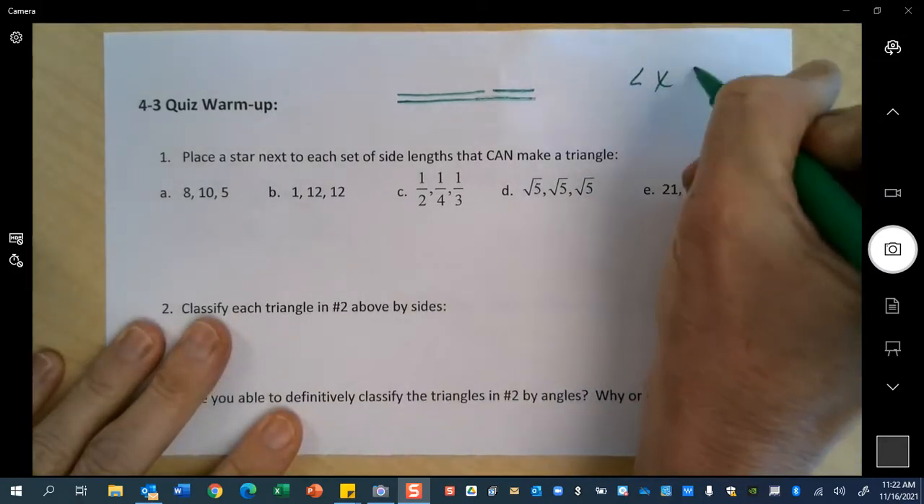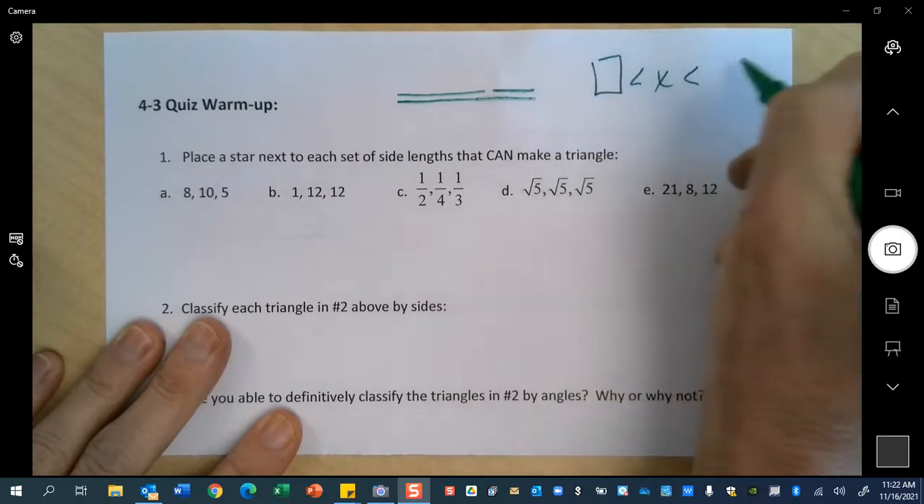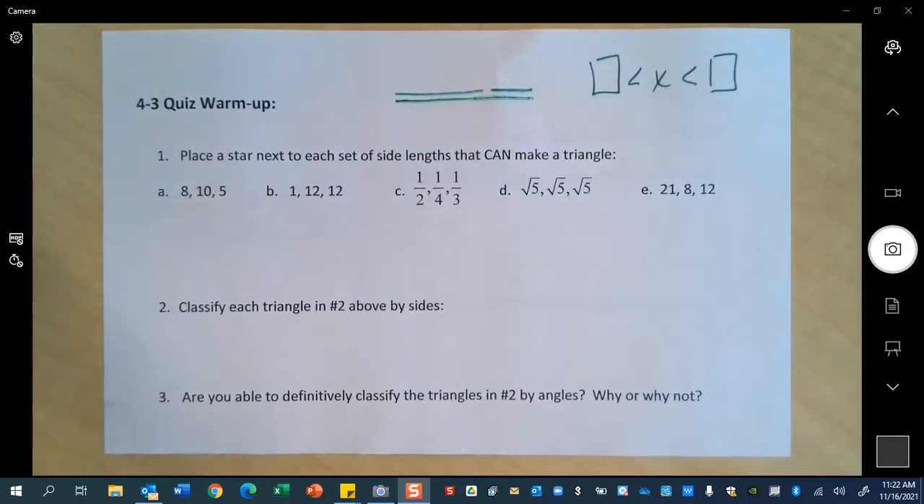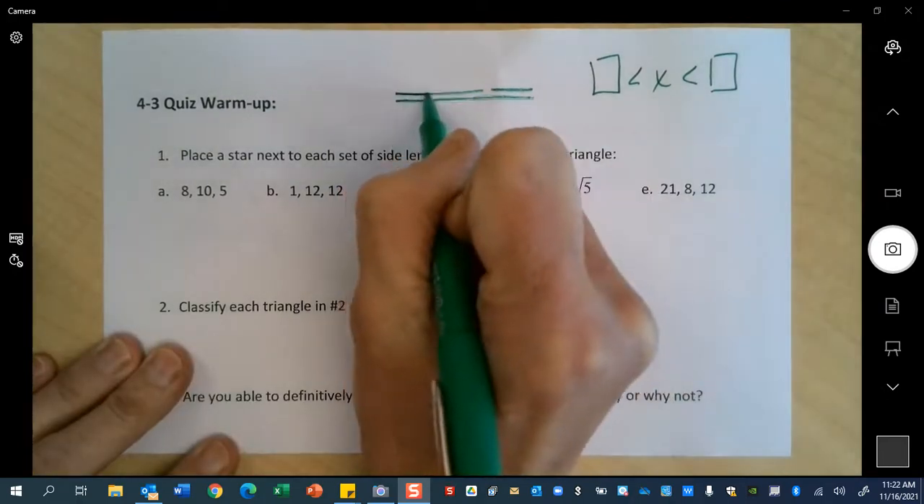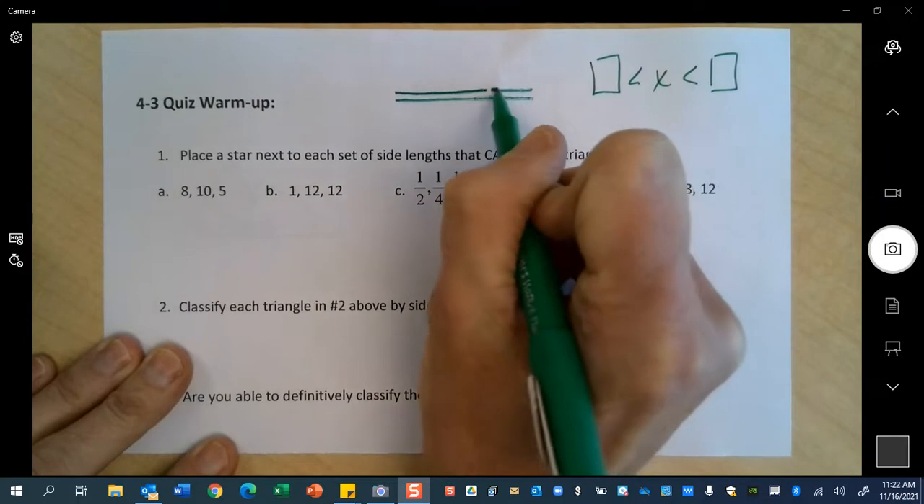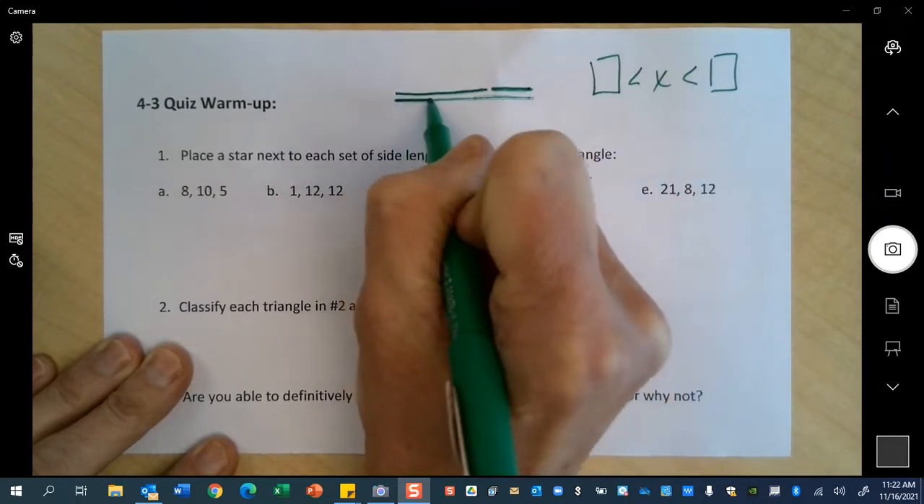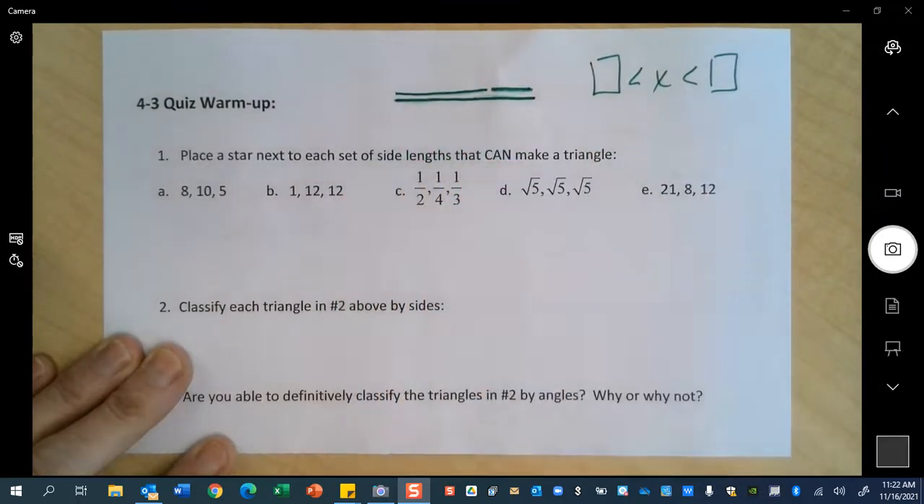When we were missing a side of the triangle, we came up with rules that let us find the boundaries for that x value, high and low, saying that the sum of any two sides of a triangle have to be greater than the third side.